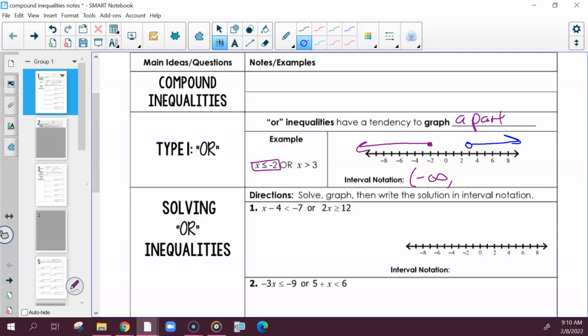So where does it stop? There'll be multiple parts. So where does this one stop? Negative 2 first. This one's included, so this would have that square bracket. Then because this is an or, we're going to write or. Then it starts up again, so we're going to put it at 3, but this is open, so parentheses. And then where does this stop? Infinity.